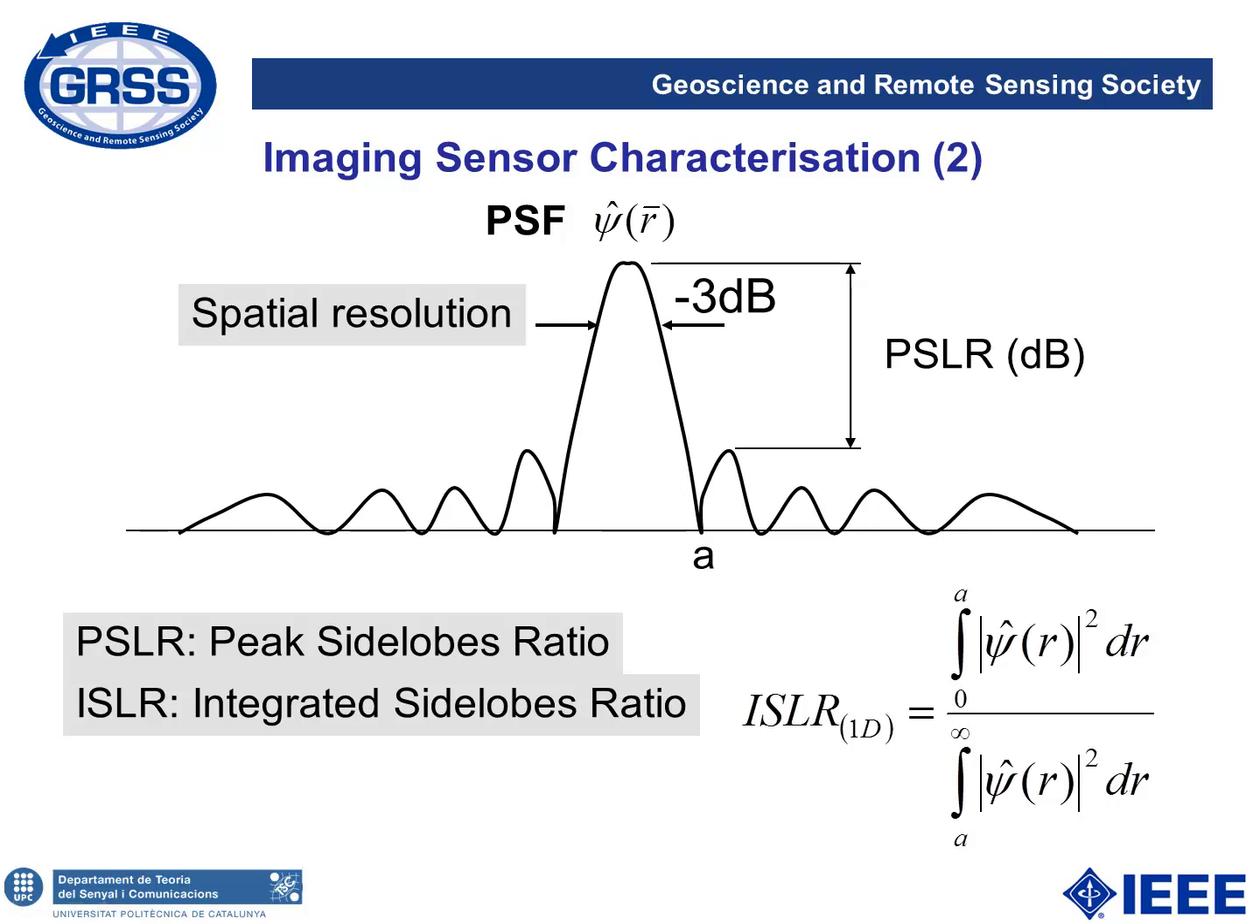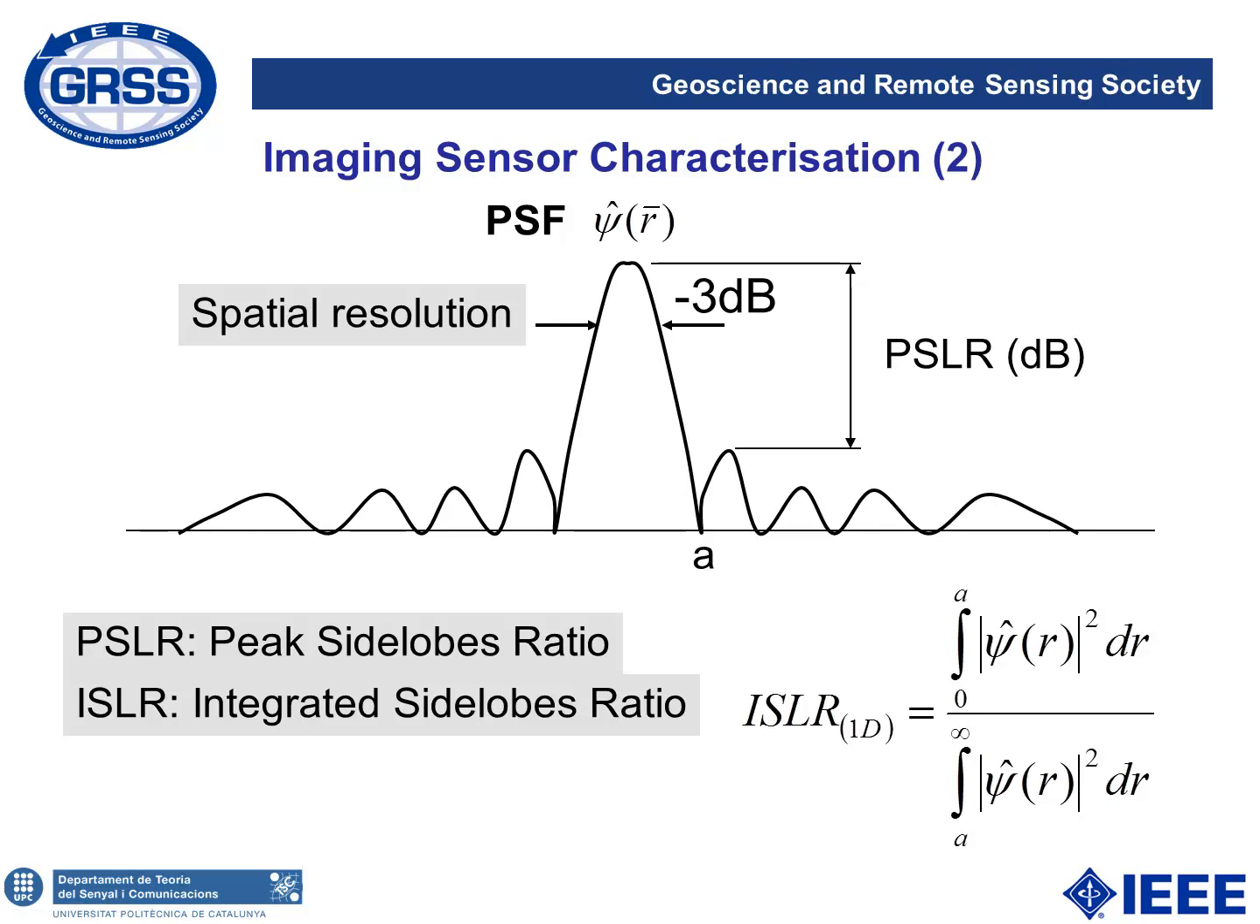Well, we can just measure the peak side lobe, and we can compare the amplitude of the peak side lobe with the main lobe, and this is the so-called peak side lobe ratio, which can be expressed in dBs. That is quite simple to measure.